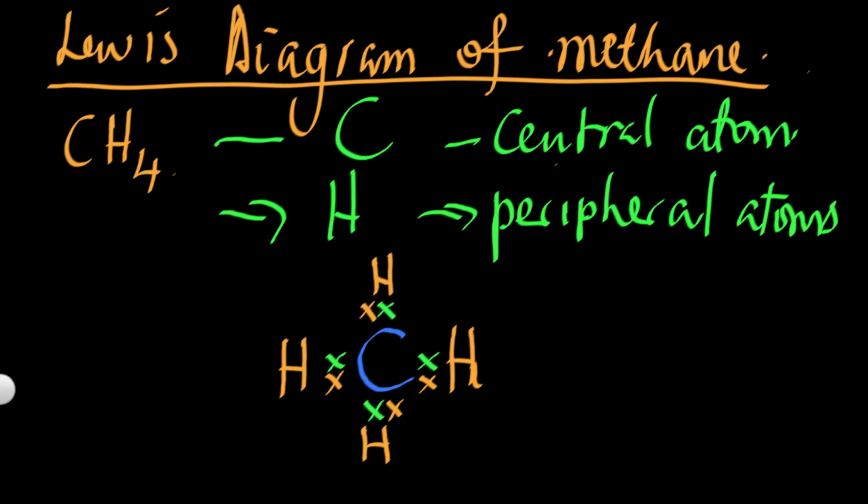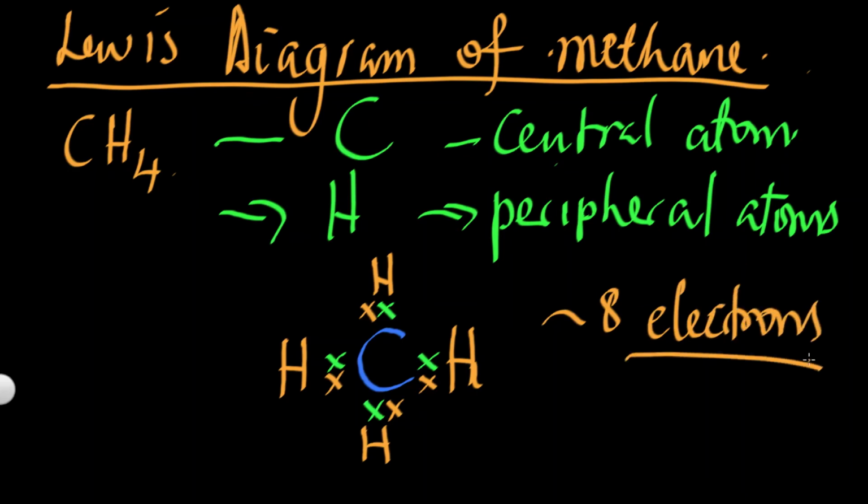Now, if you look at the diagram that I have now, around the carbon atom, we now have 8 electrons. Whereas initially carbon had 4 valence electrons, now it has 8. And this is the reason for bonding. I'm just going to go off topic a little bit here. This is the reason for bonding.